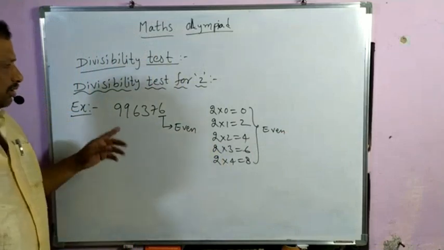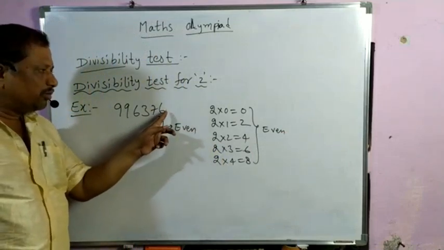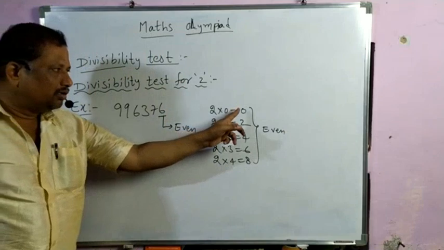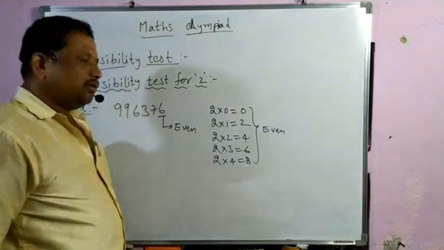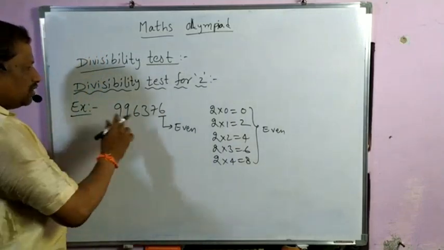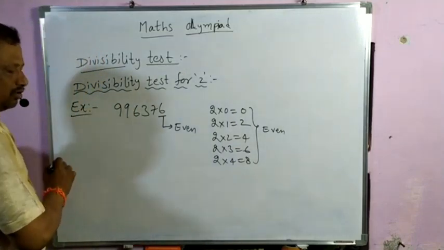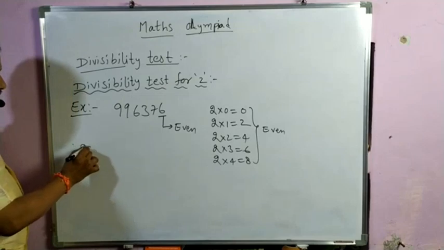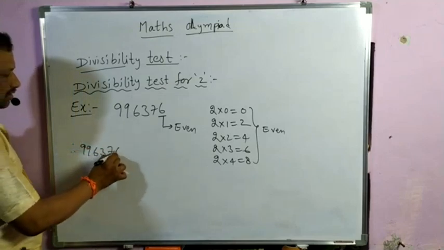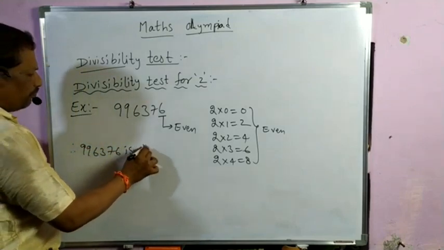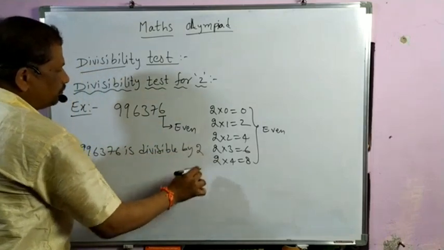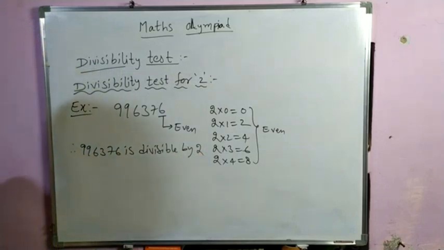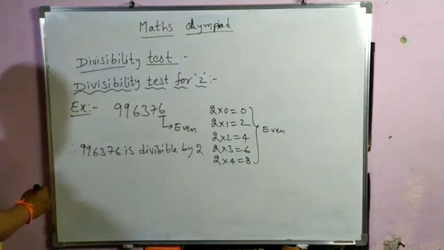If the number consists of an even number at its unit place, or we can call it a multiple of 2, those numbers are divisible by 2. So it consists of 2, no? It is an even number. So this number is divisible by 2. Therefore, 996376 is divisible by 2. Okay.